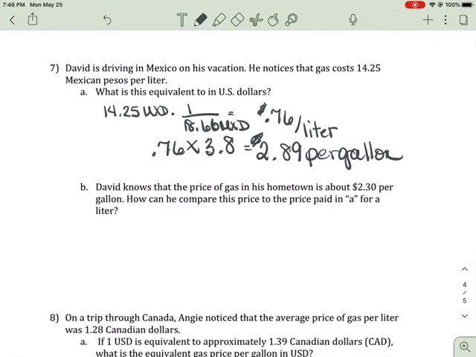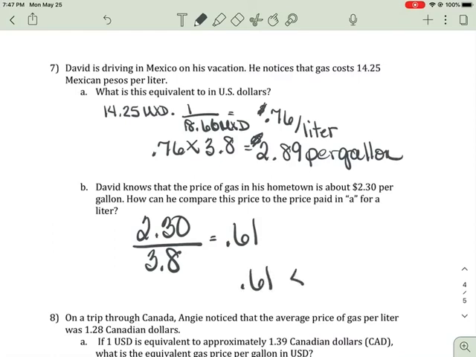All right, so David knows the price of gas in his hometown is about $2.30 per gallon. He compares that to the price he paid per liter. So let's figure out the price per liter: we're going to take that $2.30 and divide it by 3.8, since that's how many liters are in a gallon, and we're going to get 0.61. So he's going to pay less, because 61 cents is definitely less than 76 cents.